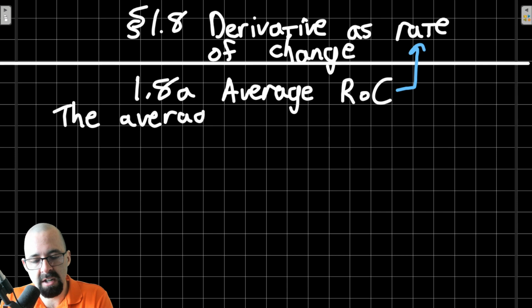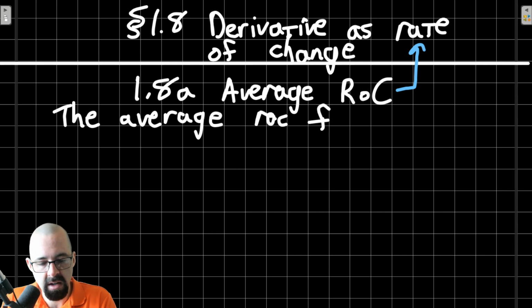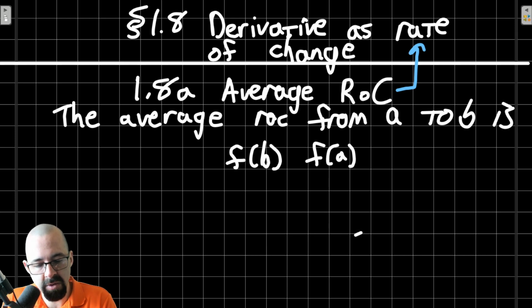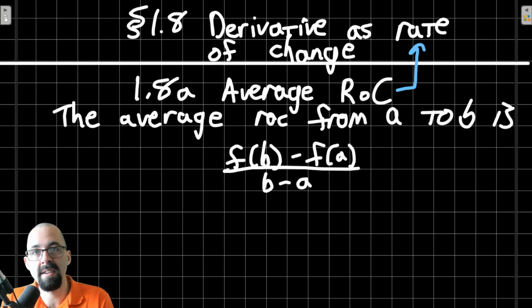The average rate of change, ROC, from A to B is, and that does not say TOB, that is "to B", there's definitely a space there, is going to be f of B minus f of A. So that's the rise over the run, the difference between the inputs, B minus A. Slope formula, rise over run. All right. And that's what we're going to be using in this first video.